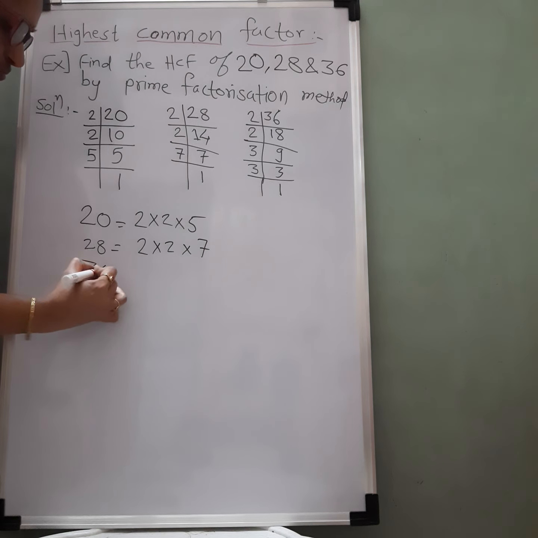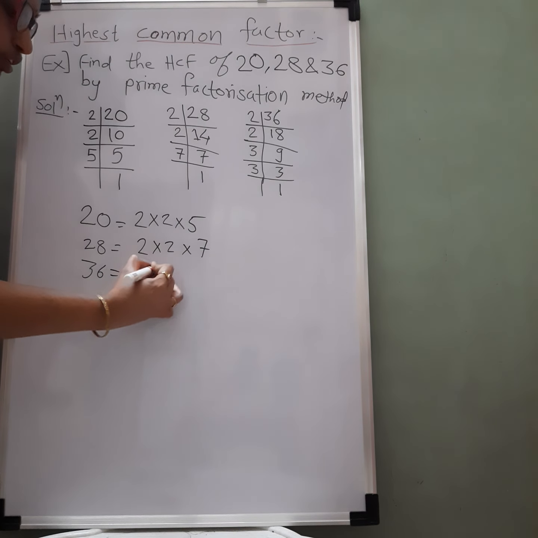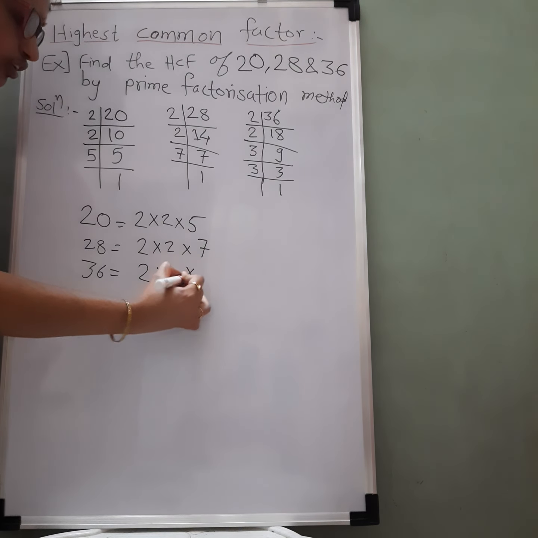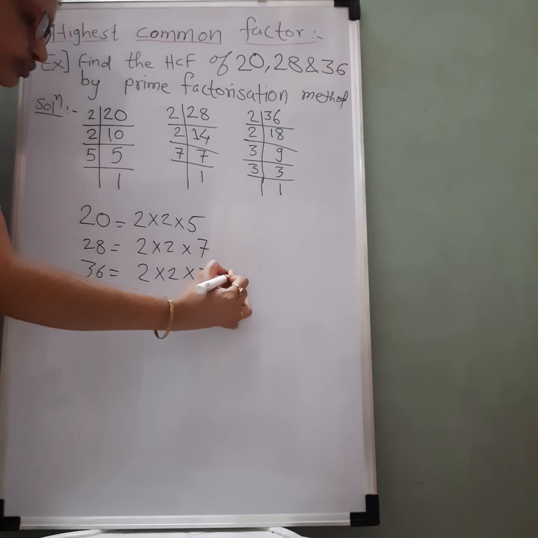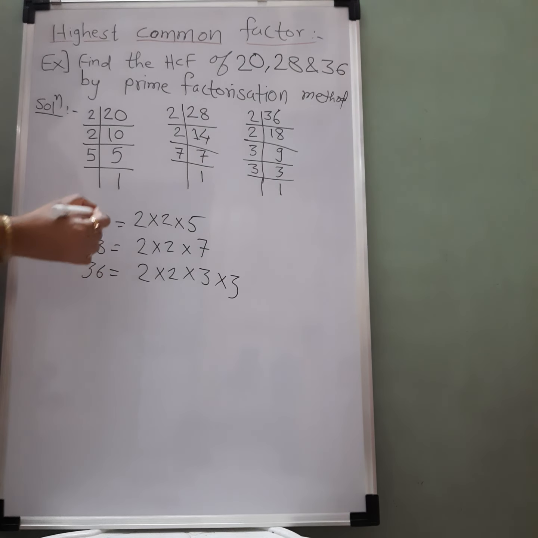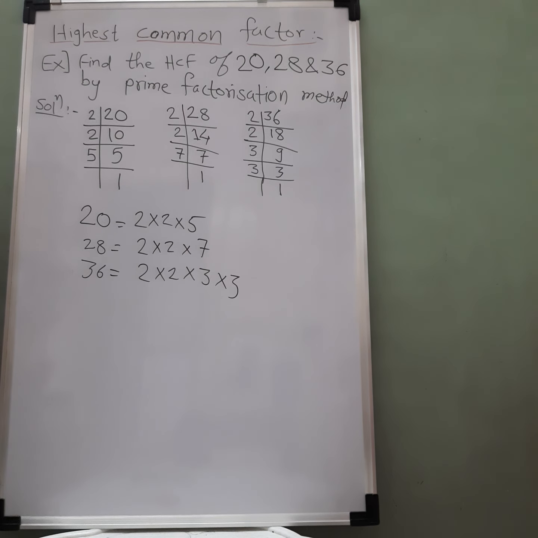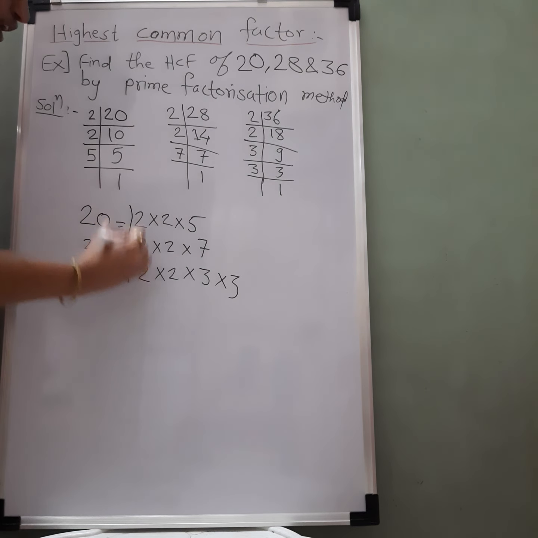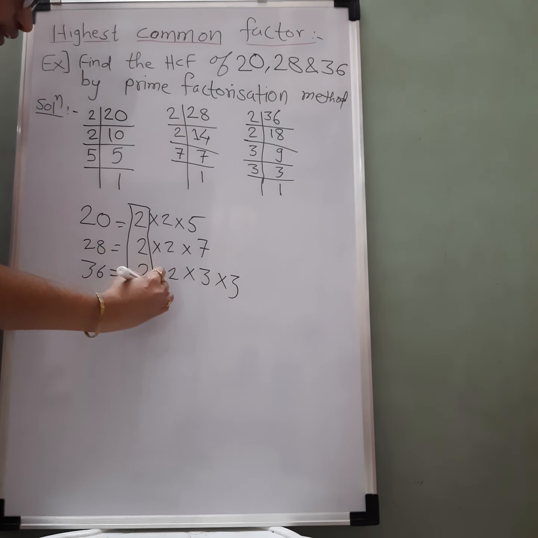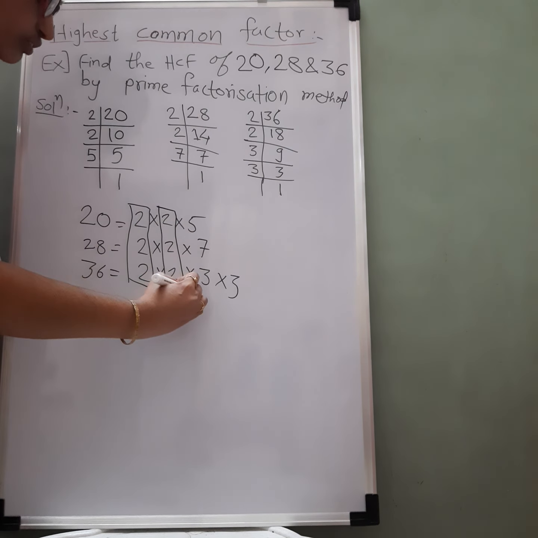36 is equal to 2 into 2 into 3 into 3. So here the common factor of 20, 28 and 36 is 2, which occurs 2 times.